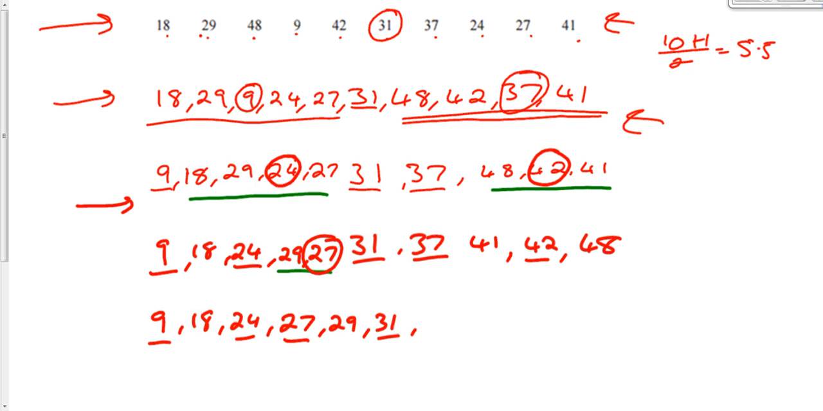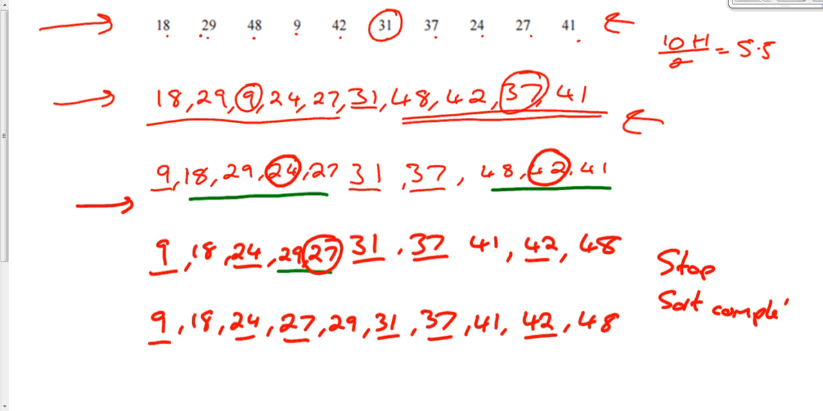31 we've already used, 37 we've already used, 41 we've already used, 42 we've already used, and 48. And now we don't do any others because that's completely sorted, and so we can say stop, sort complete. We know that because all the remaining subsets just have one element in them. So therefore we can stop there.